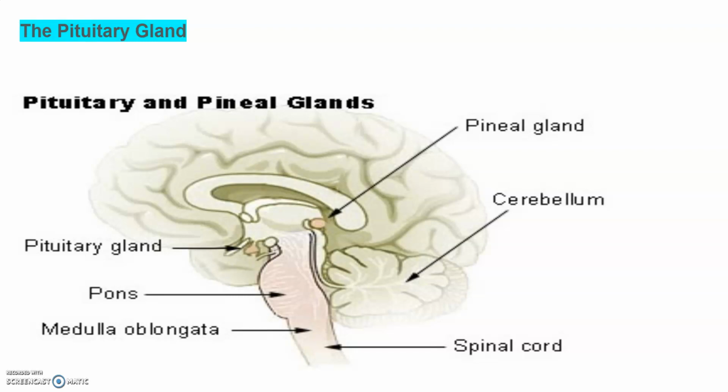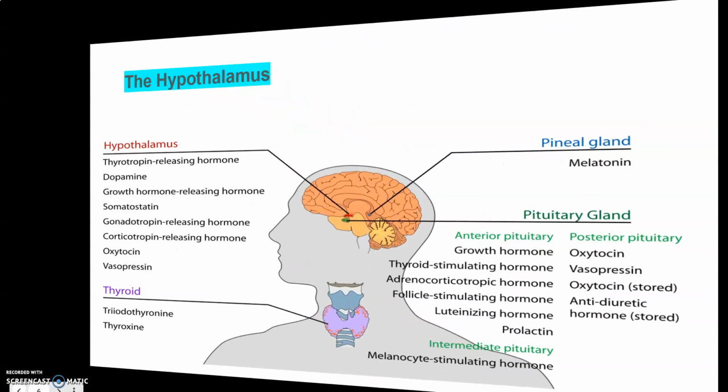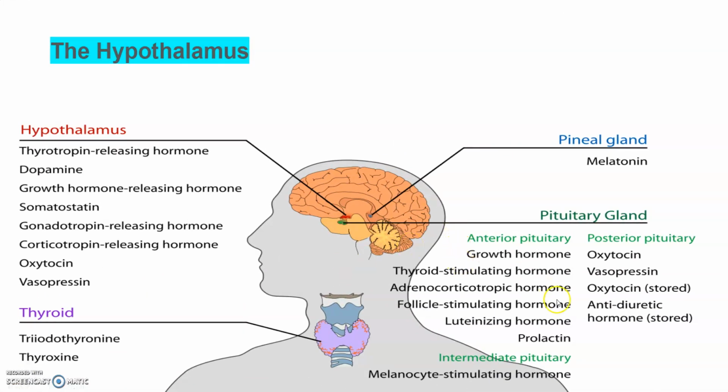The pars distalis region of the pituitary gland is also called the anterior pituitary, and it produces growth hormone, prolactin, thyroid stimulating hormone, adrenocorticotropic hormone, luteinizing hormone and follicle stimulating hormone, as we have seen in the previous slide. So these are all released by the adenohypophysis.